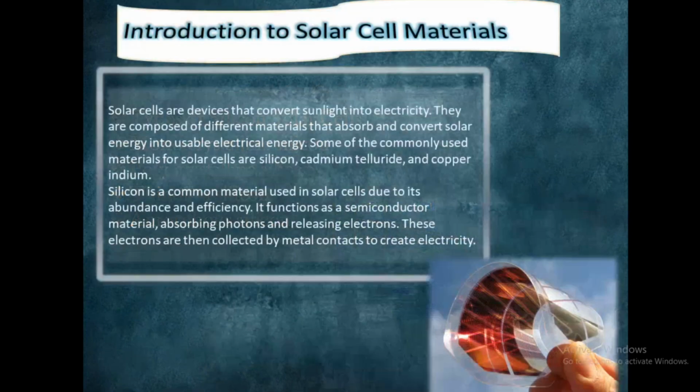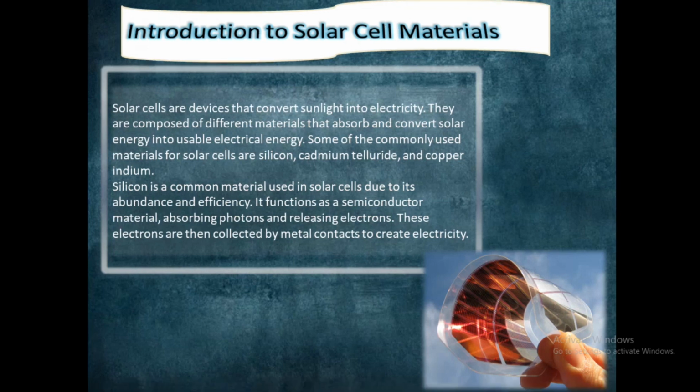Firstly, introduction to solar cell materials. Solar cells are devices that convert solar light into electricity. They are composed of different materials that absorb and convert solar energy into usable electrical energy. Some of the commonly used materials for solar cells are silicon, cadmium, tellurium, and copper indium.